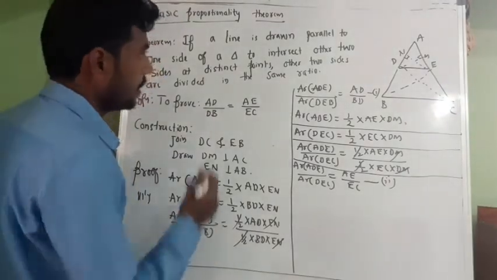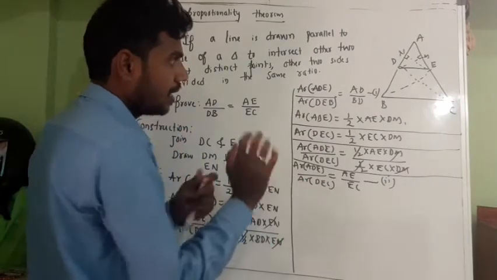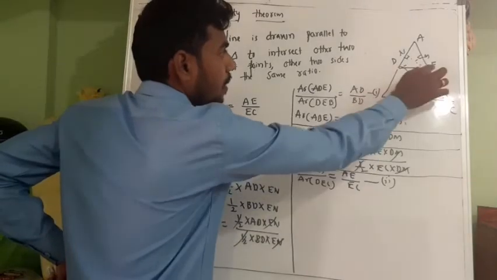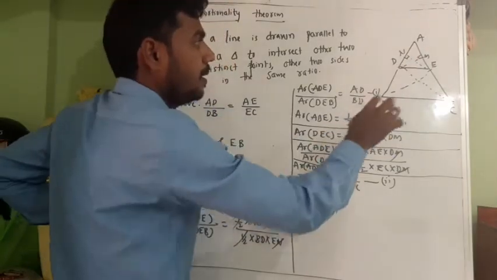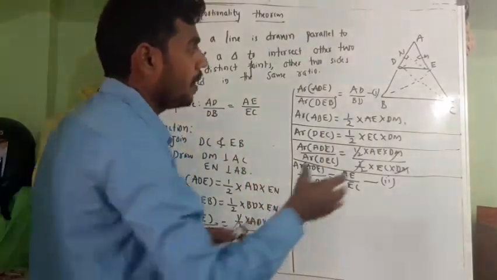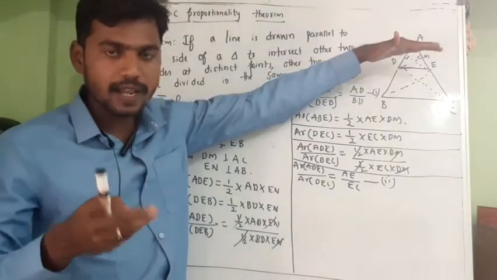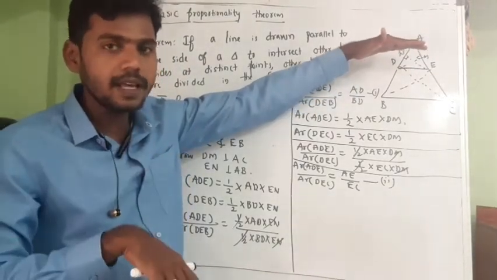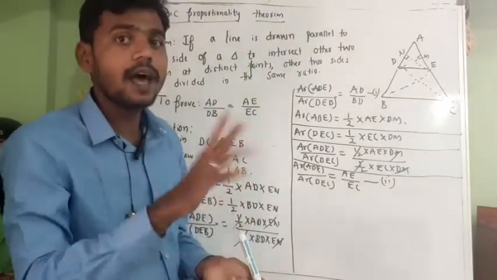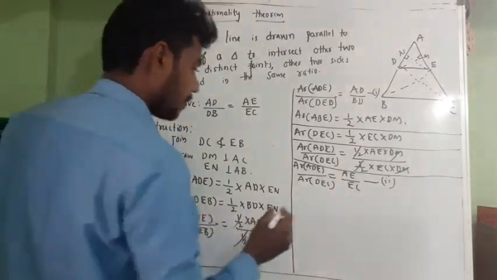Now see, when I look at these two triangles, area of triangle DEB, area of triangle DEC. Already in the 9th standard you have studied, whenever two triangles are lying on the same base, and they are lying between the two parallel lines, then their area will be same. So I will make a note.